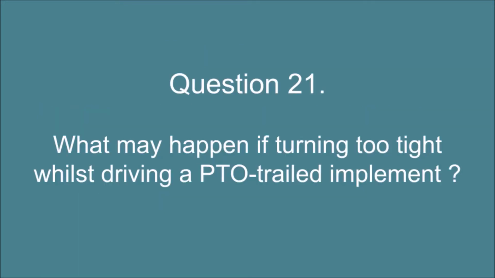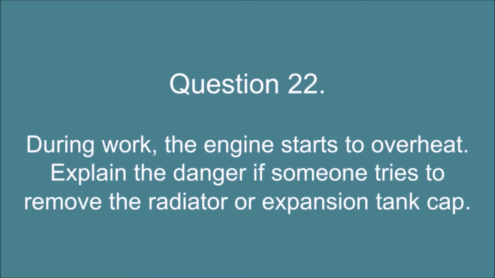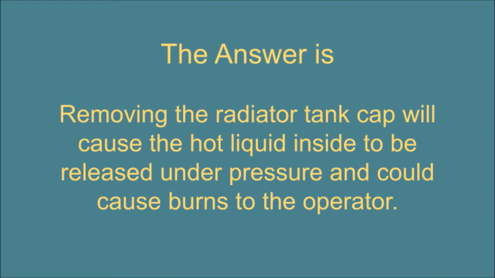Question 21. What may happen if turning too tight whilst driving a PTO trailed implement? The answer is: the PTO shaft will be at an increased angle and may be damaged or fail. Question 22. During work, the engine starts to overheat. Explain the danger if someone tries to remove the radiator or expansion tank cap. The answer is: removing the radiator tank cap will cause the hot liquid inside to be released under pressure and could cause burns to the operator.